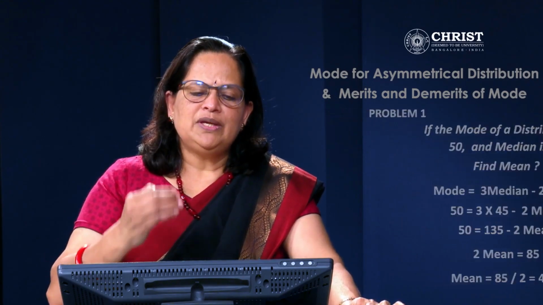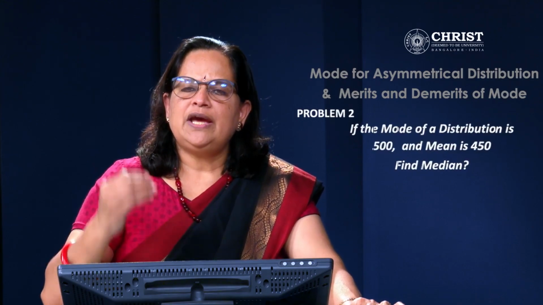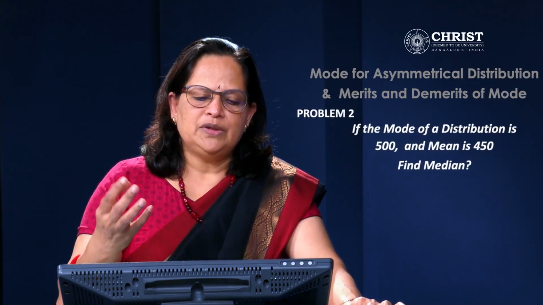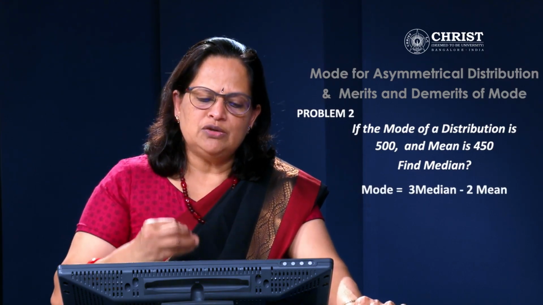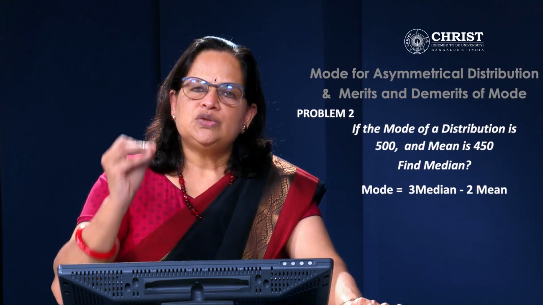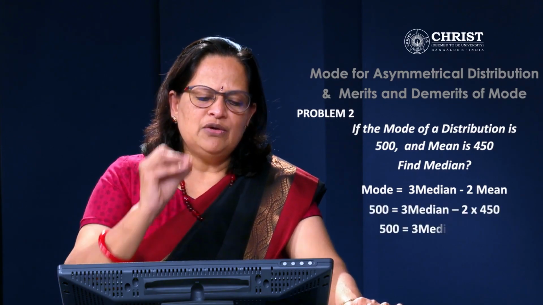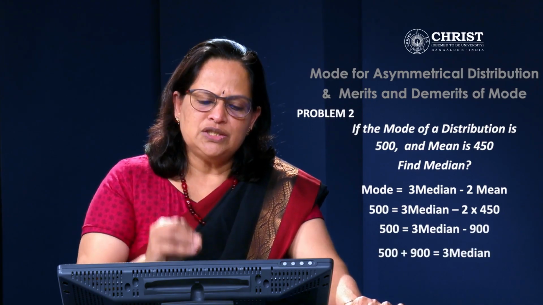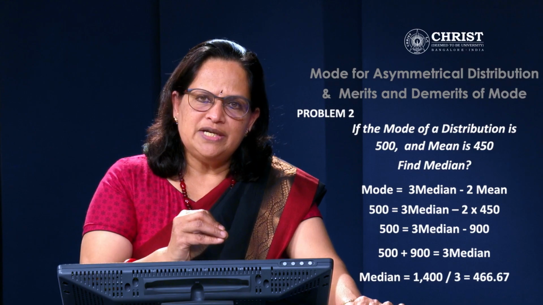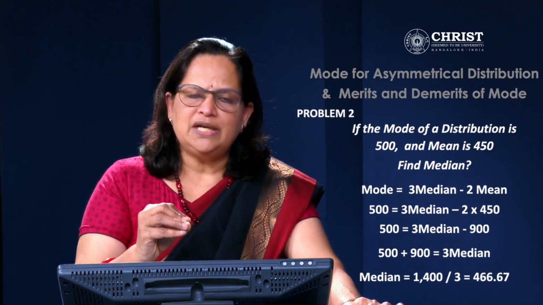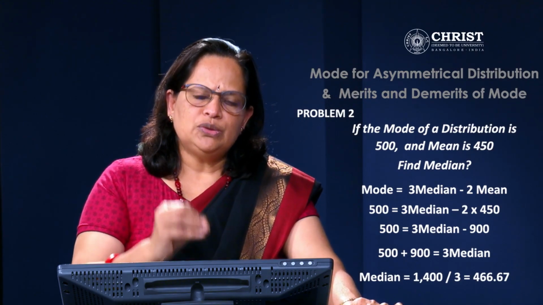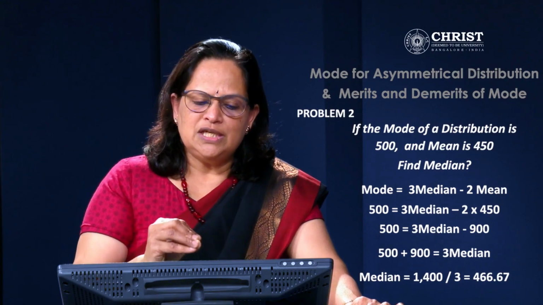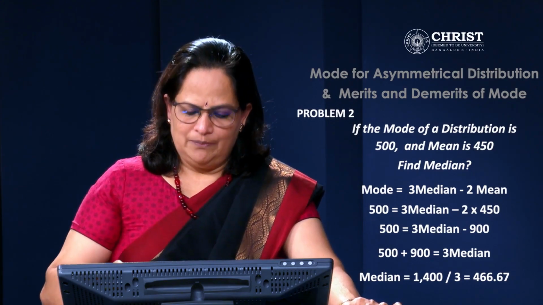Now the second problem: if the mode of a distribution is 500 and mean is 450, find the median. So the mode for asymmetrical distribution is calculated using the equation mode is equal to 3 median minus 2 mean. So we have to substitute the values in the equation. We will get 500 is equal to 3 median minus 2 into 450. So 500 is equal to 3 median minus 900, that is 500 plus 900 is equal to 3 median. So median is equal to 1400 divided by 3, that is equal to 466.67.